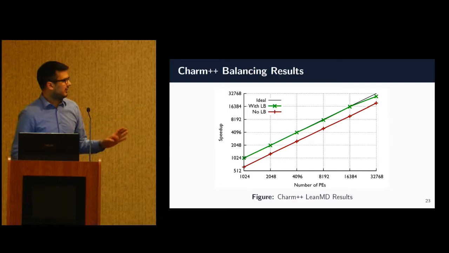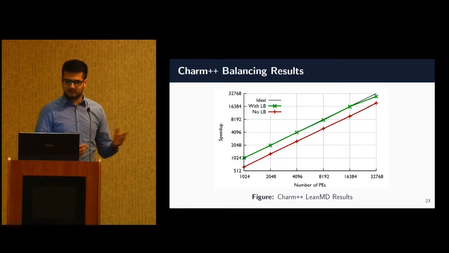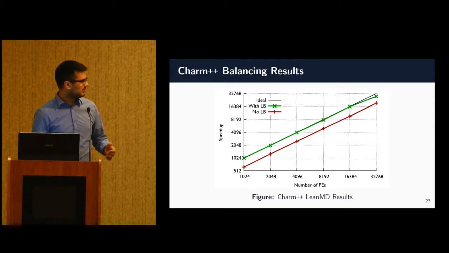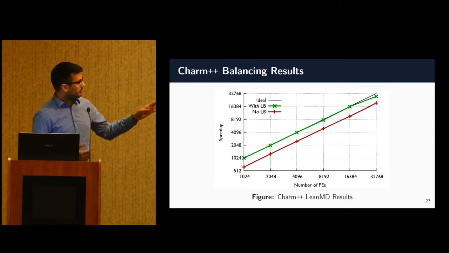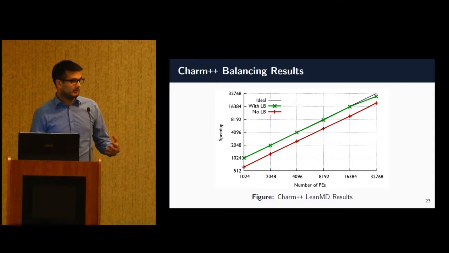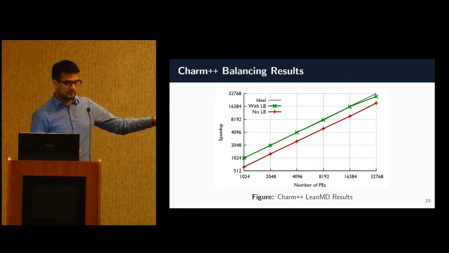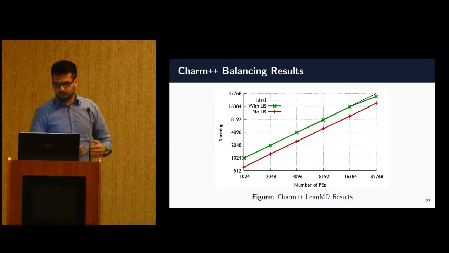So I'm sure you've seen a lot of these plots already, but I just have a token one here. This is a scaling plot with load balancing in Charm++. Without load balancing on 1K PEs, we get a little over 512 times speedup, but with load balancing, we get much closer to ideal scaling with 1024x speedup. And you see that continue all the way up to 32K PEs, essentially, for this job.